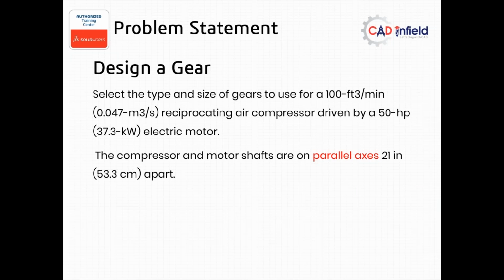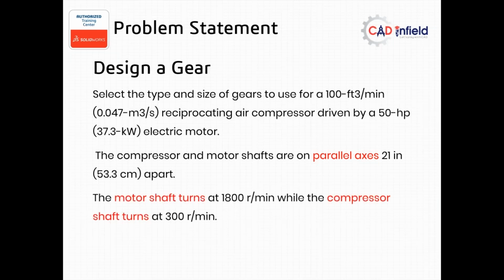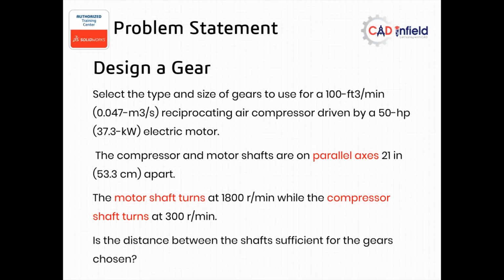It means this gives the indication. Now, whatever the reduction I want, the shaft is parallel. So either I have a choice to use the spur gear or the helical gear. All the other families, bevel and worm, are going to get discarded automatically. So let the motor shaft turn at an RPM of 1800, while the compressor shaft turns at 300 RPM. Now calculate the distance between the shafts and select the gear from the catalog.